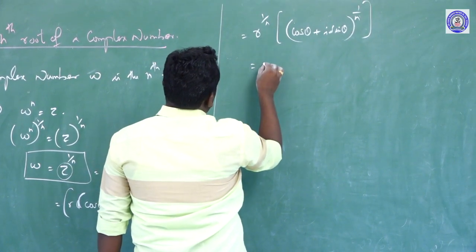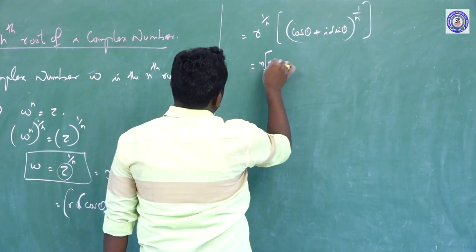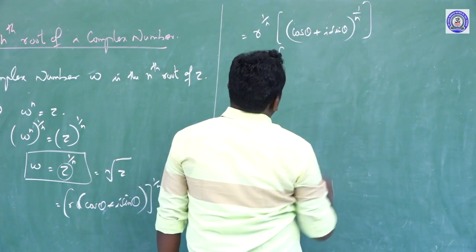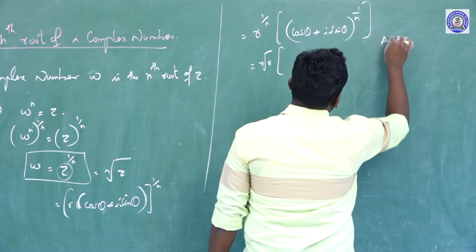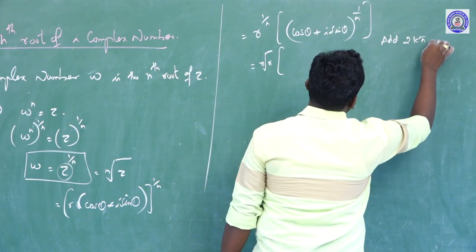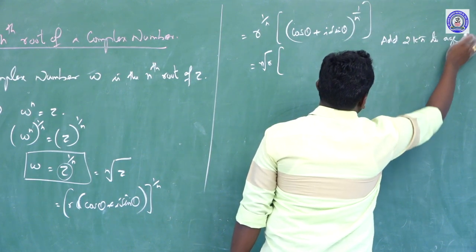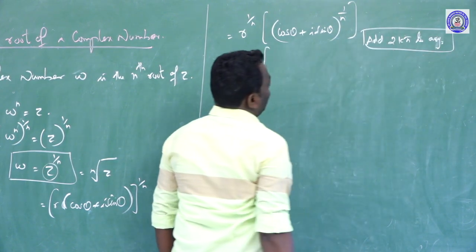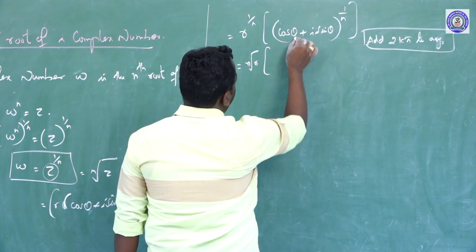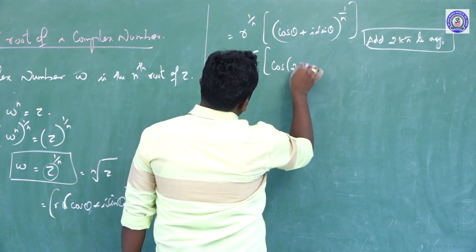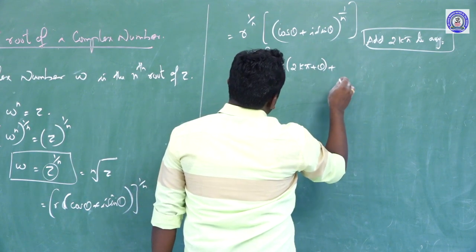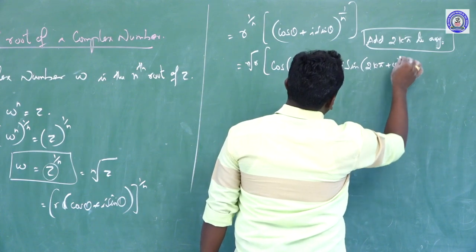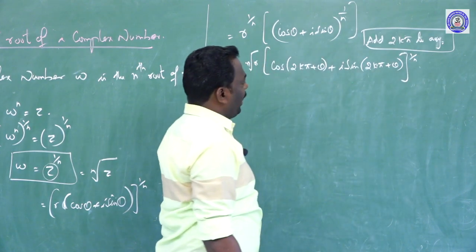Now we can write this as the nth root of r, and inside the bracket, before bringing the power in, we add 2kπ to the argument. That is important. So we add 2kπ to the argument. What is the argument here? It is θ. Therefore cos(2kπ + θ) plus i sin(2kπ + θ), whole power 1 by n remaining.